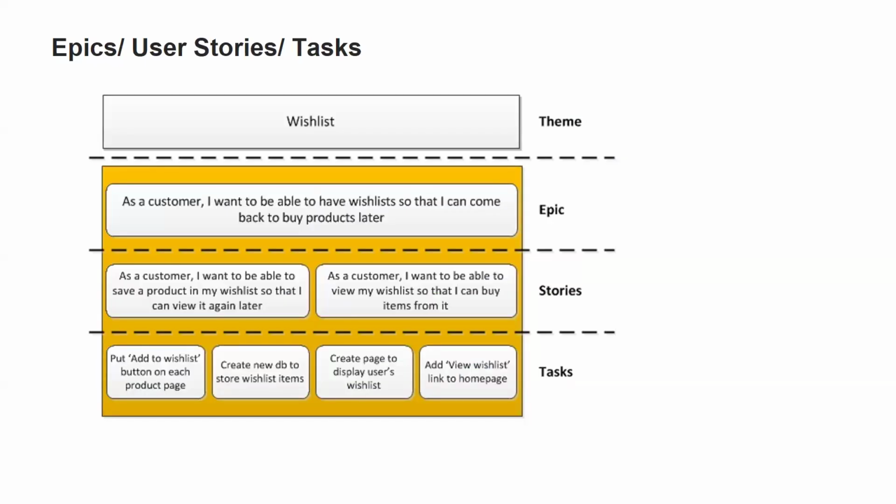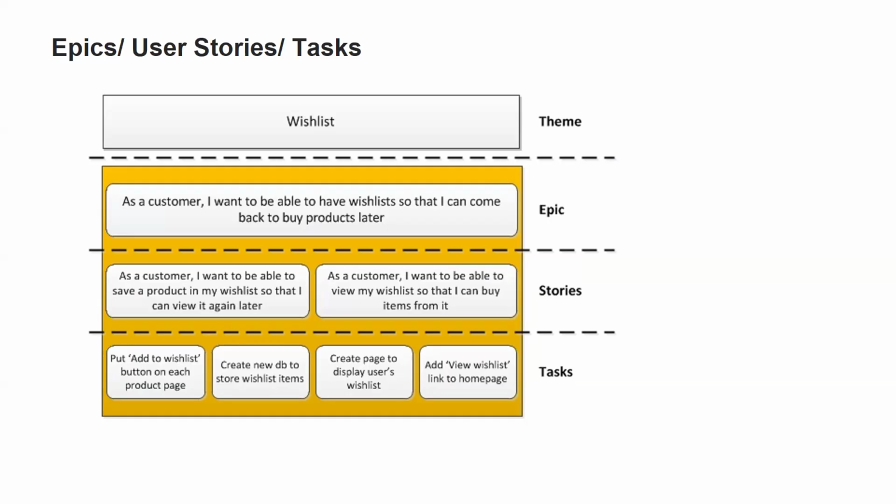Under the stories we have, as a customer, I want to be able to save a product in my wish list so that I can view it again later. Another story is, as a customer, I want to be able to view my wish list so that I can buy items from it, right? And the tasks will be: put an add to wish list button on each product page, create a new DB to store wish list items, create a page to display the user's wish list, add a view wish list link to the home page.